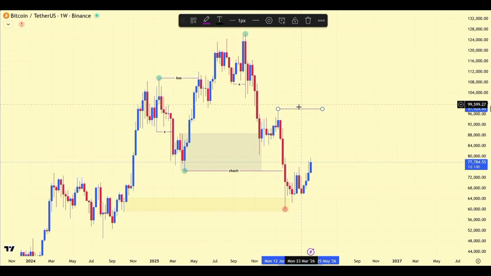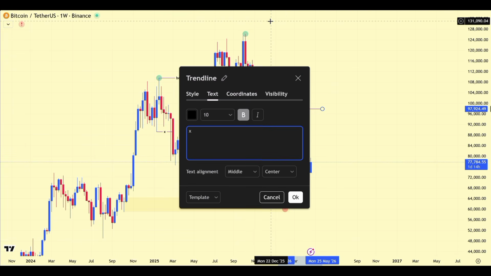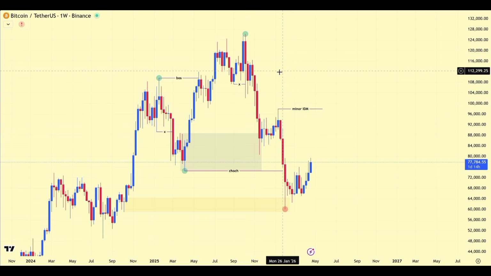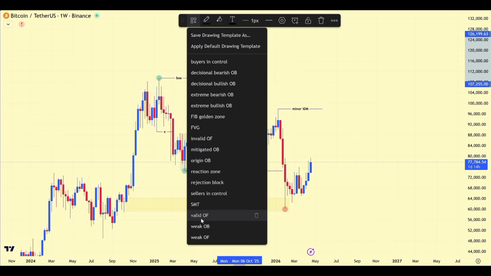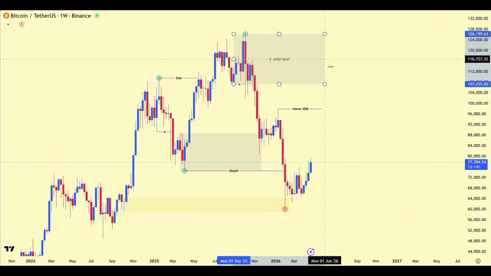In this case, since this happened before the change of character, that is our minor inducement. Okay, so let me just mark it in full. IDM is an abbreviation of inducement. So there we have it, our minor inducement. If I am to mark the extreme order flow, it's none other than this one. So there we have it, our valid extreme order flow.